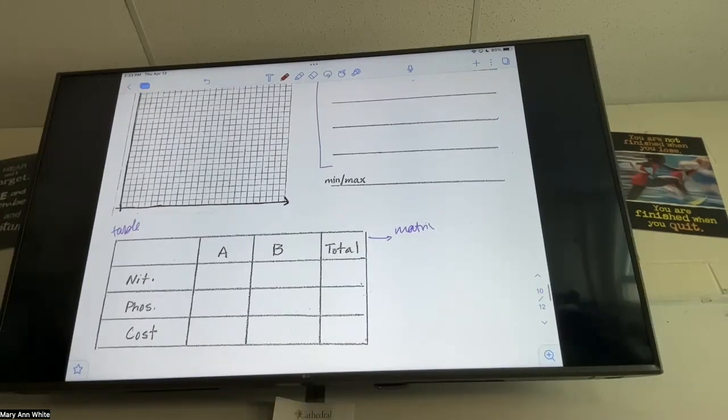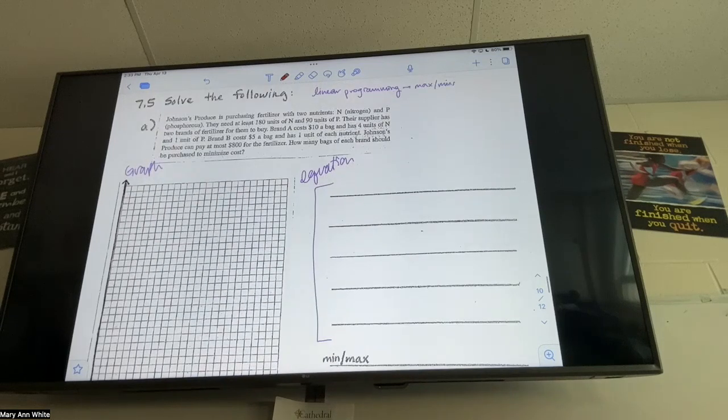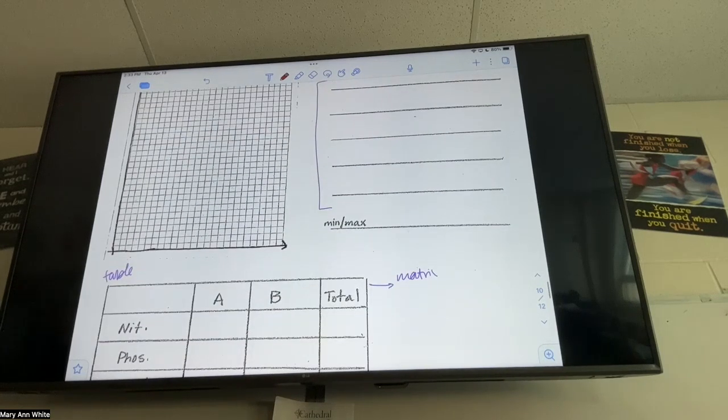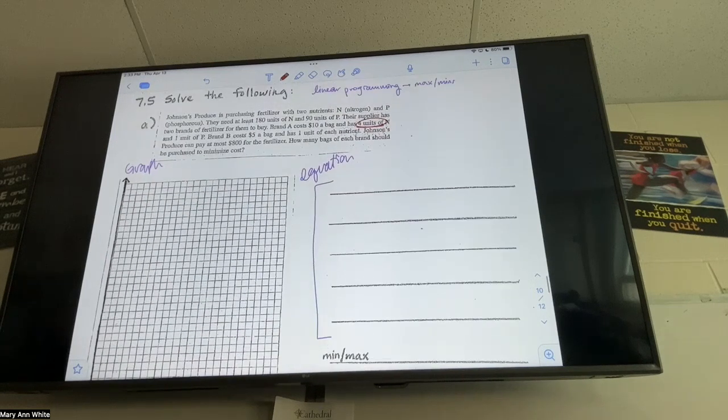So there's a column that says A, a column that says B, and then a column that says total. So I'm going to break it apart. I'm going to say, okay, how much nitrogen is in brand A's bag of fertilizer? How much do we have in the first bag? Brand A has 4 units of nitrogen, right? So I'm going to put 4 next to A. Now we're going to do B. So I'm going to go to brand B and see that it has 1 unit of each nutrient. So that means it has 1 of nitrogen.